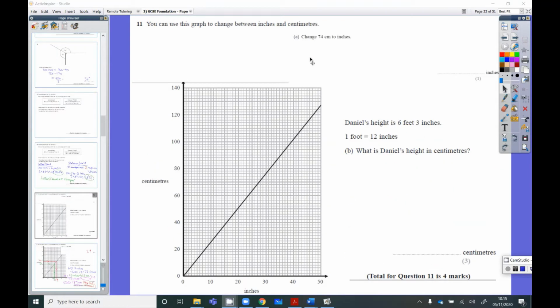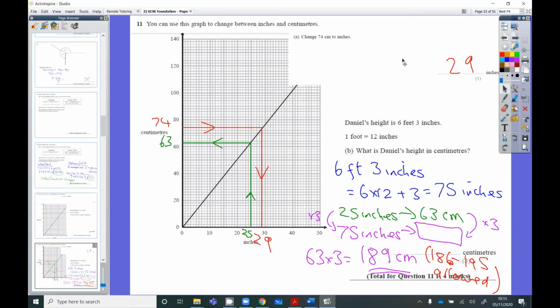Question 11. So part A, change 74 centimetres to inches. So look, using our conversion graph, if we go and find 74 centimetres, just be careful with the grid, make sure you go up the appropriate number of baby squares, with each square being 2. So find 74, go along a straight line, hit the line, the black line, go down and take a reading, and we're getting 29, because on this scale down here each baby square represents 1, whereas over on this scale, the centimetre scale, each baby square represented 2. So the answer is 29 for part A.